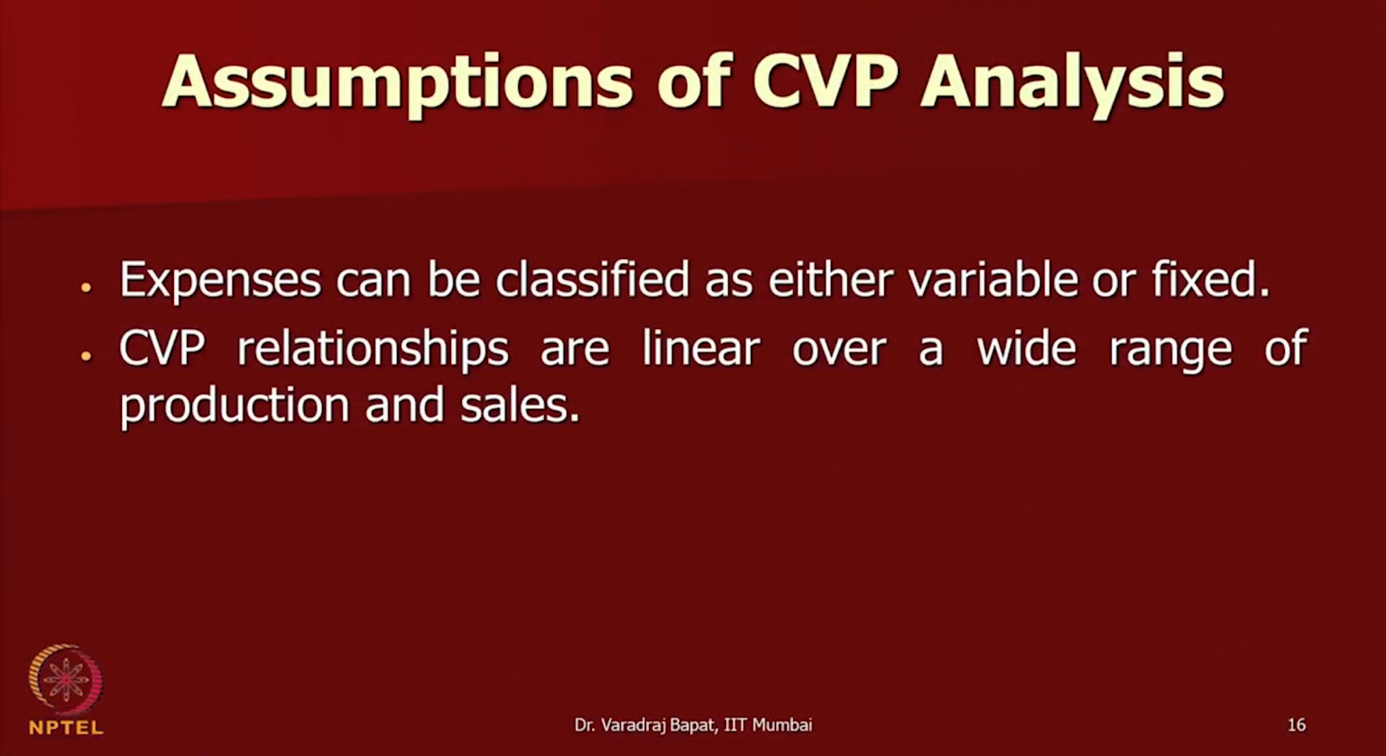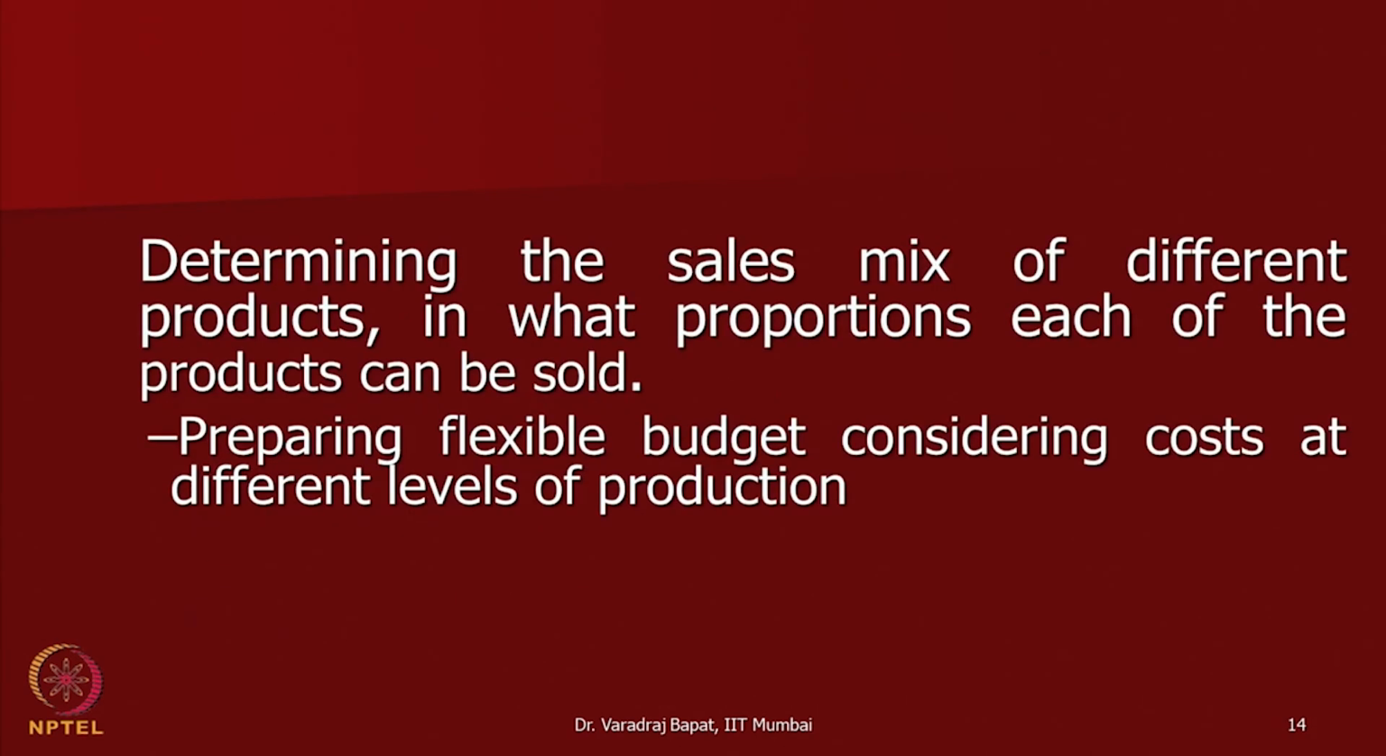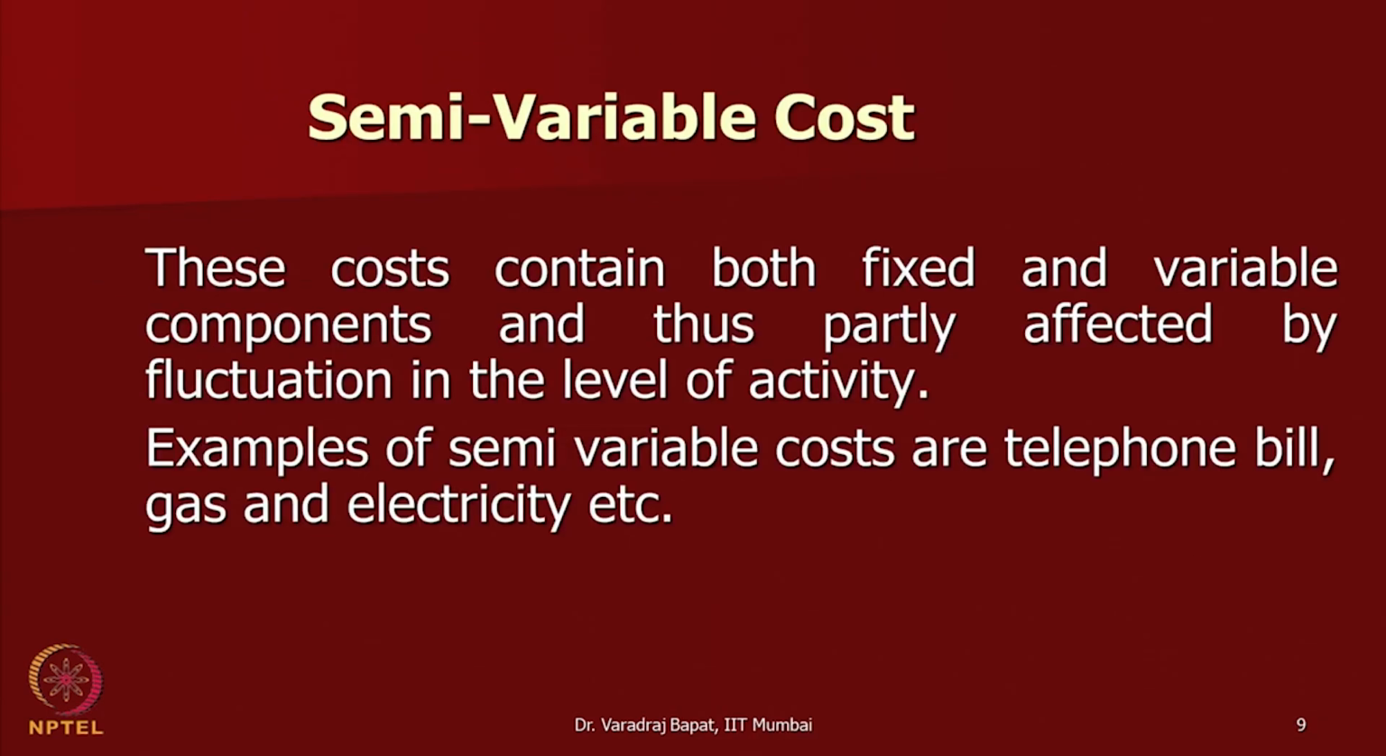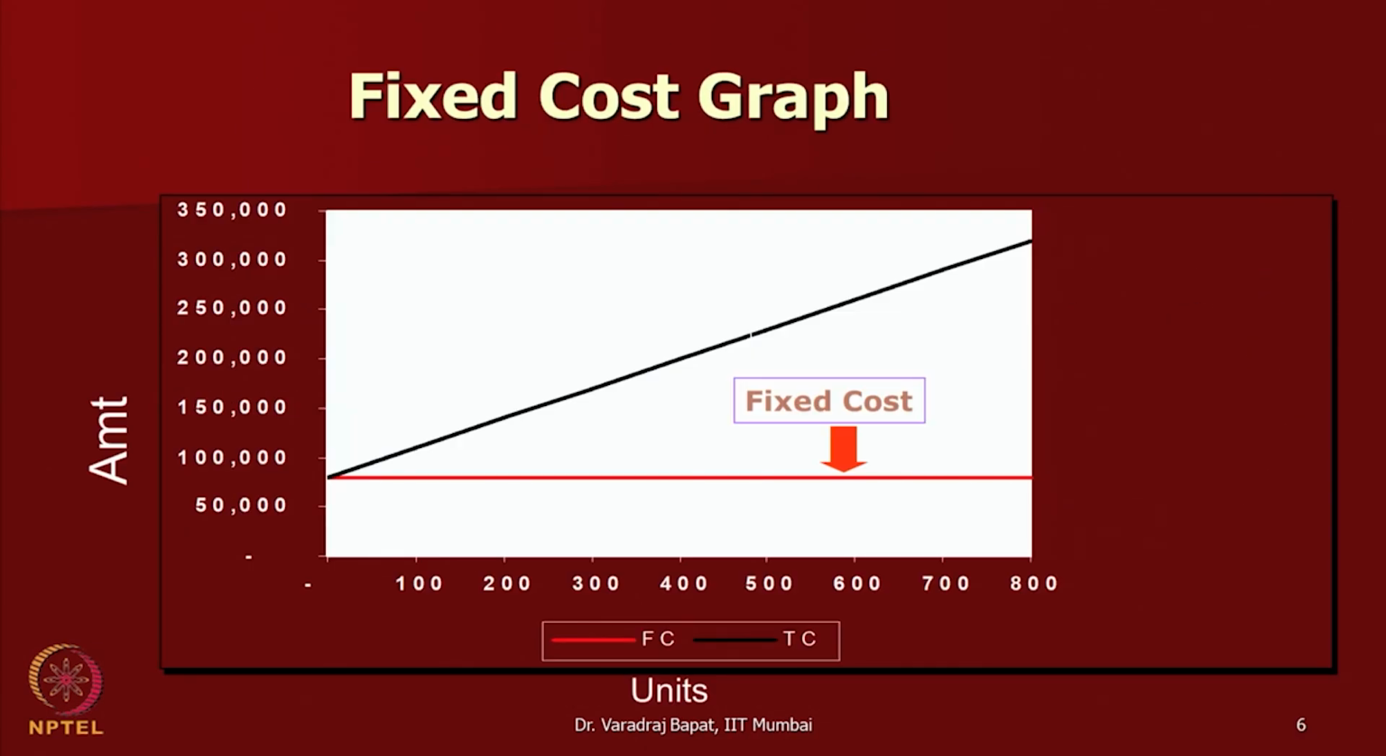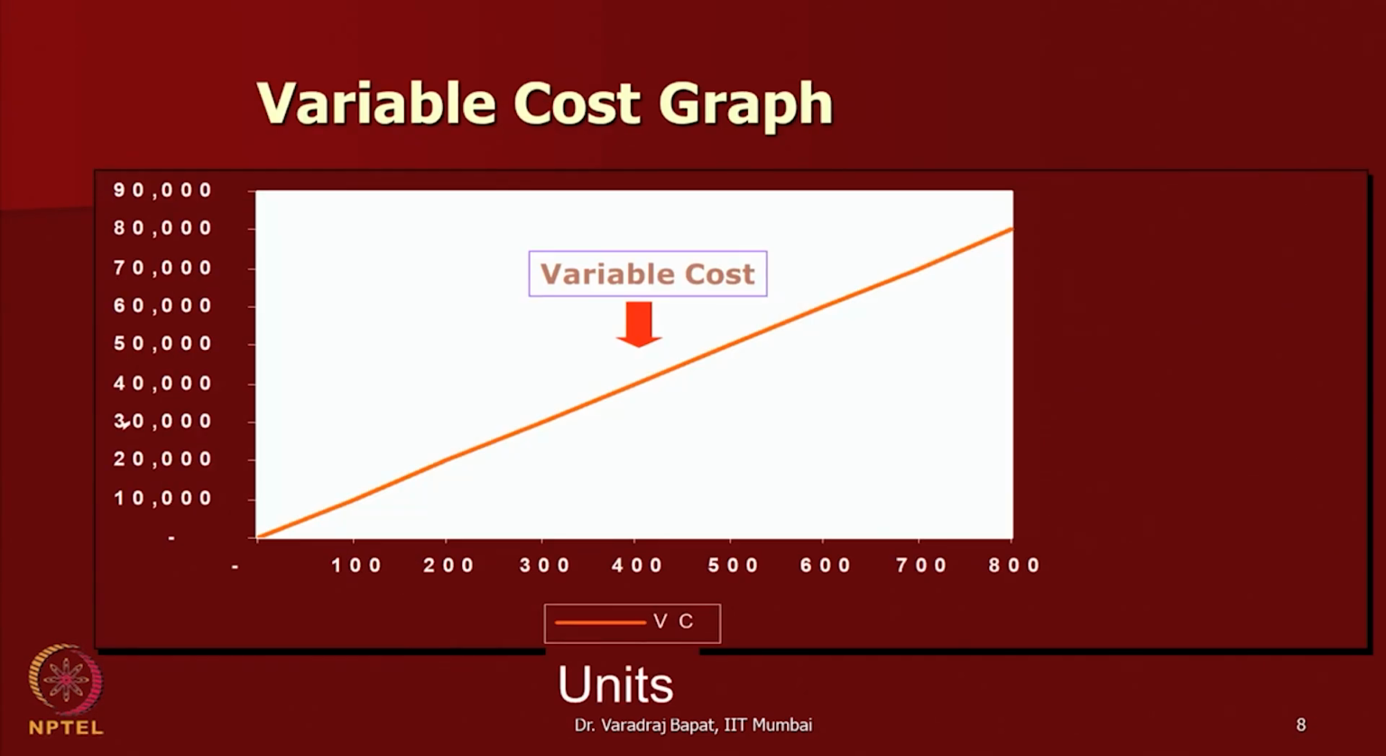The next one is, CVP relationships are linear over a wide range of production and sales. I will just go back. You can see here we had seen this fixed cost graph where we had assumed it to be a flat line, or variable cost assuming it as a line vertically going up. This is as per the assumption of CVP that these costs are linear in nature.